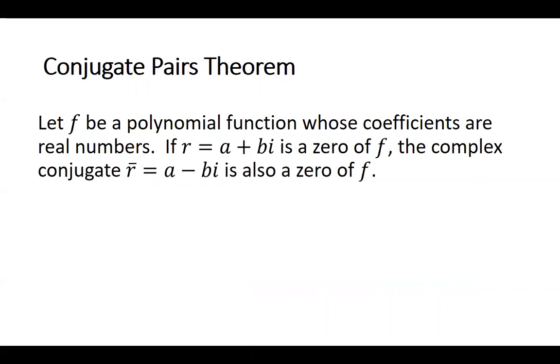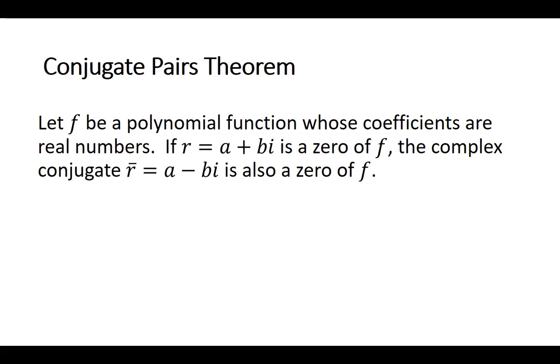Conjugate pairs theorem. Let f be a polynomial function whose coefficients are real numbers. If r equal to a plus bi is a zero of f, the complex conjugate r bar, equal to a minus bi, is also a zero of f.